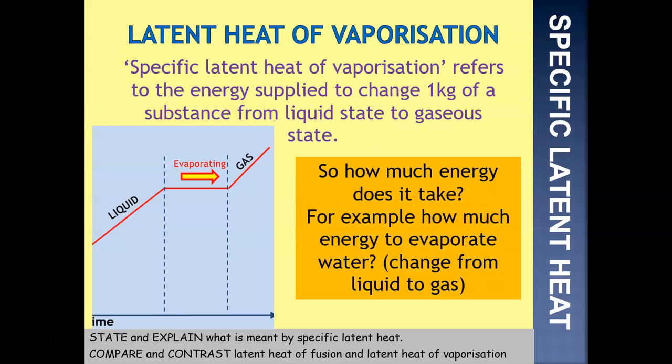Latent heat of vaporization is slightly different. If latent heat of fusion is the change of state from a solid to a liquid, latent heat of vaporization is the change of state from a liquid to a gas. So there's our definition. Specific latent heat of vaporization refers to the energy supplied to change 1 kilogram of a substance from its liquid state to its gaseous state. So how much energy would it take for water?